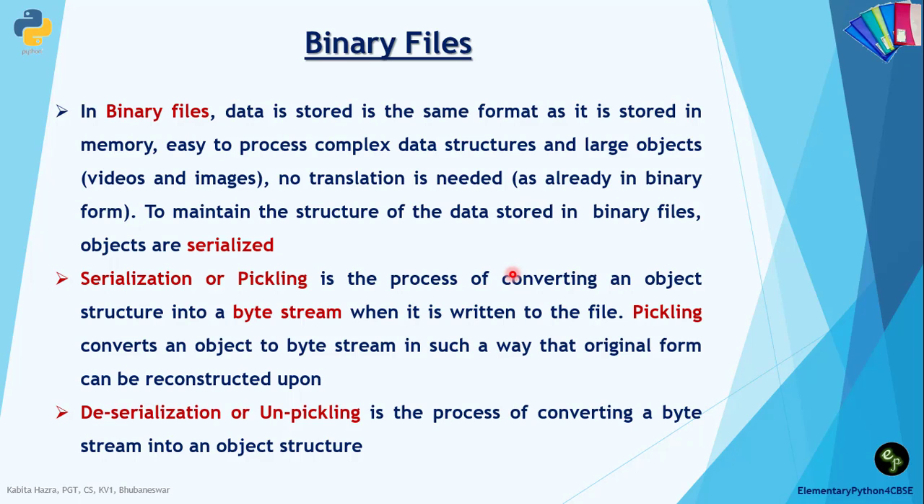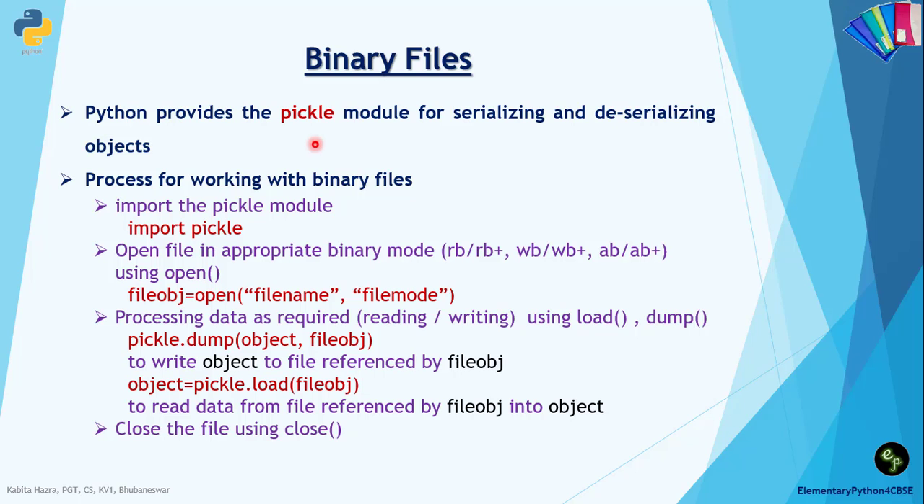In binary files, to maintain the data structure, objects are serialized. Serialization or pickling is the process of converting an object into a byte string when it is written to the file. Pickling converts an object to a byte string in such a way that the original form can be reconstructed. This reconstruction, or conversion of a byte string into the original object structure, is called unpickling or deserialization. Python provides the pickle module for serializing and deserializing, that is, pickling or unpickling of objects.